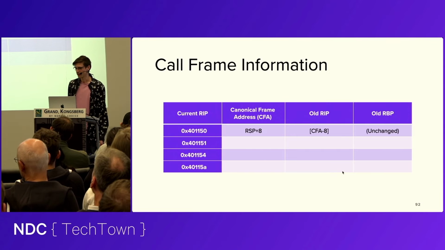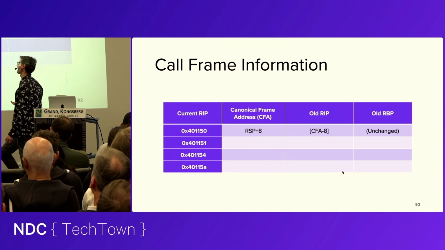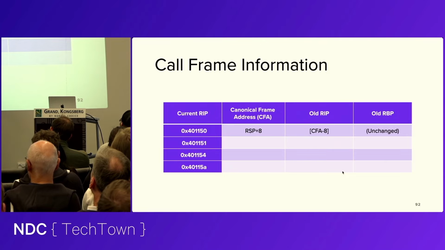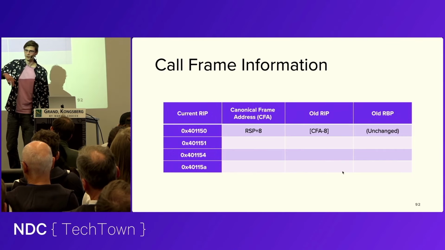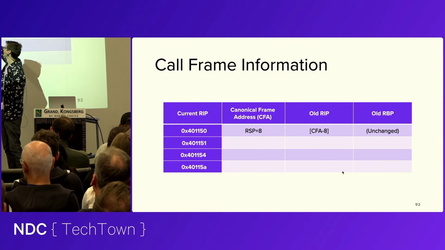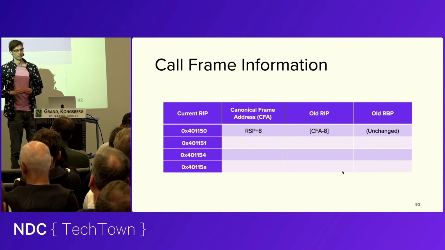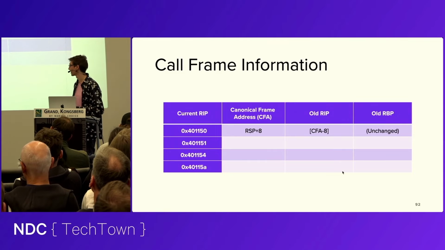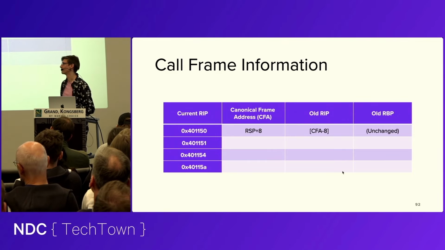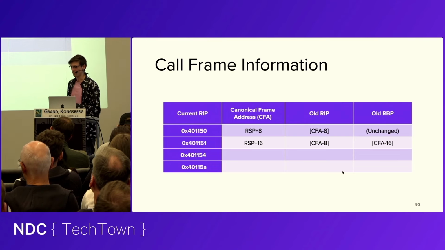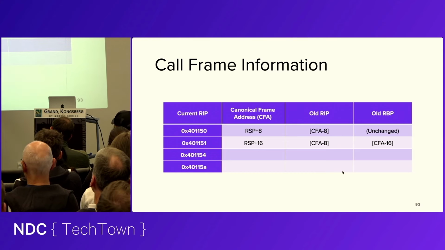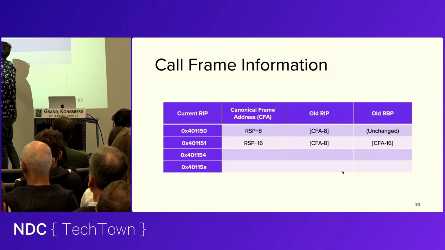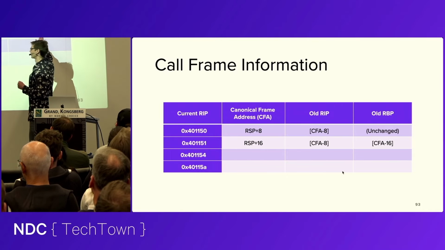So our call frame information might say, if the program counter is at this value, then the canonical frame address is 8 bytes above the current stack pointer. And if you want to get the old instruction pointer, i.e. the return address, that's 8 bytes above the canonical frame address. And the base pointer is unchanged. Then it might say, but now if you're at the next instruction, the canonical frame address is different, and the return address is in the same place, but now we have an RBP.